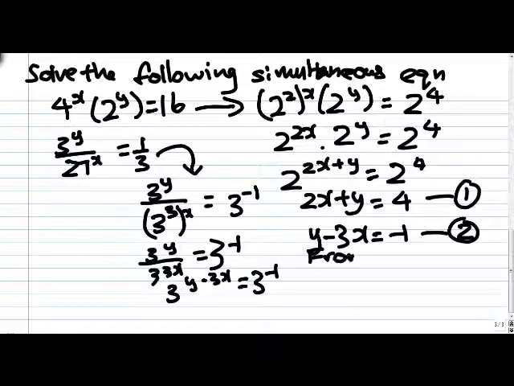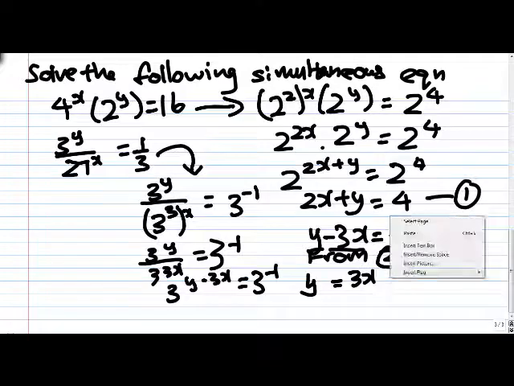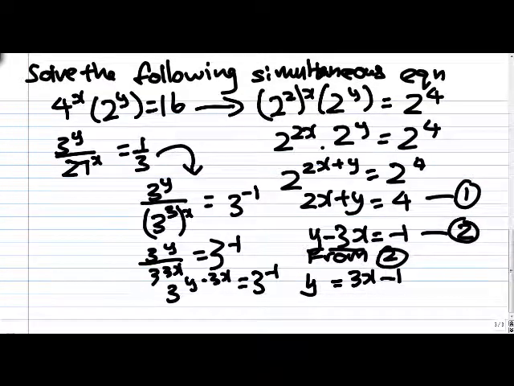From equation 2, let us derive 2 prime. We know that if we shift negative 3x to the right hand side of the equation, it becomes positive 3x, so y equals 3x minus 1. Let's call this 2 prime. So we've got 2 equations to contend with right now, from which you can solve the whole question. Let us move on to the next page.